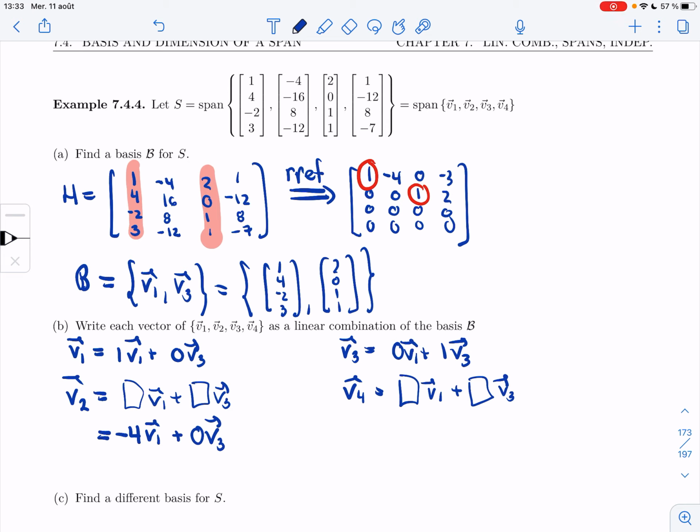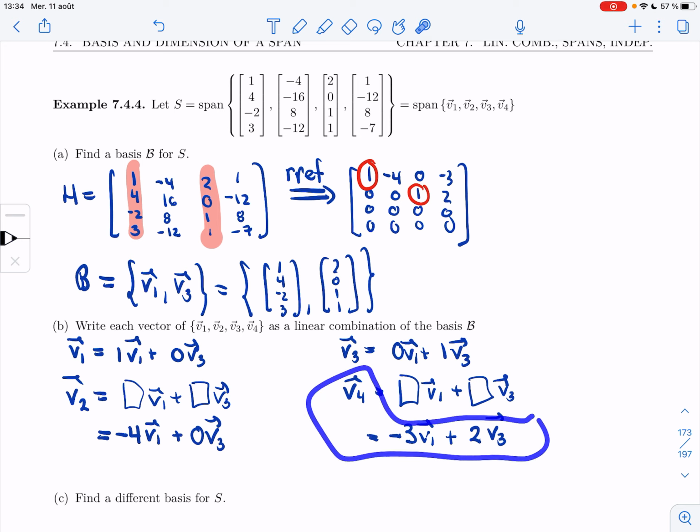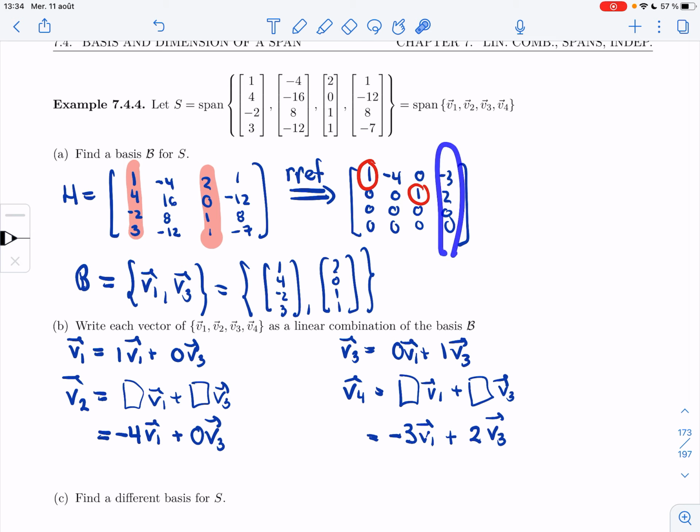For V4, I need to look at this column here. I'm going to use minus 3 times my first leading one, so that's minus 3 times V1. And I'm going to need twice the second leading one, so twice V3. All right, so this relationship is true here, and so it was true at the start. The fourth column is minus 3 times the first plus twice the second.